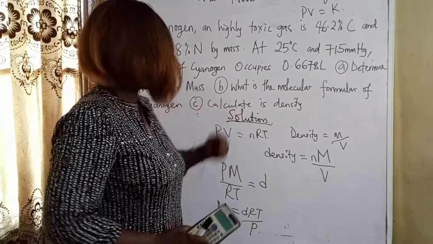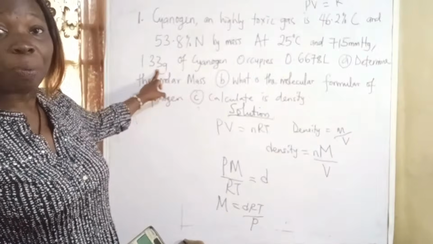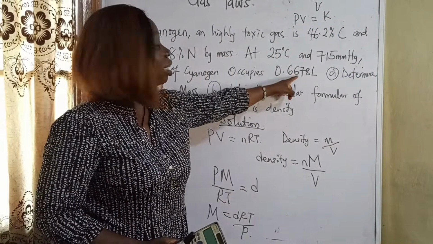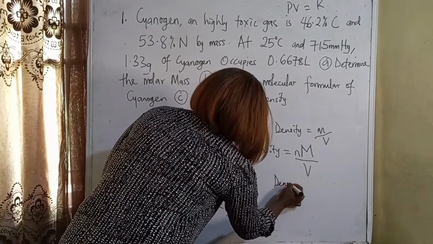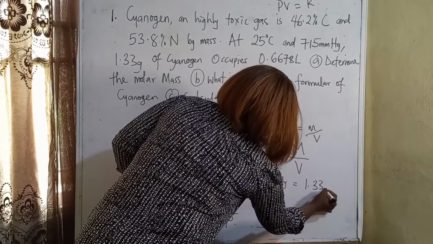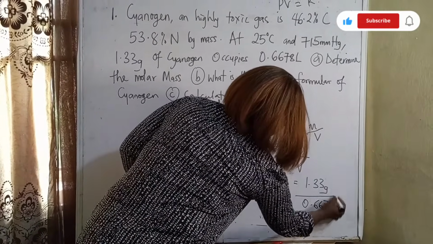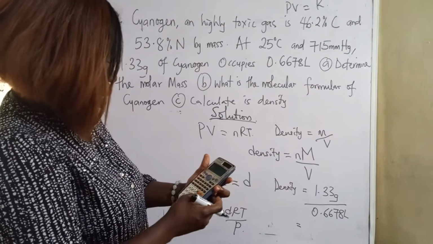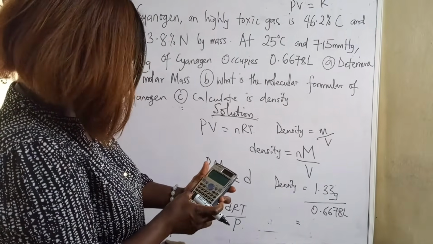And how do you do that? You will first calculate your density. What is your density? They gave us the mass of cyanogen to be 1.33 gram and the volume to be 0.6678 liter. So density will be equal to 1.33 gram over 0.6678 liter. So just tap your calculator: 1.3 divided by 0.6678.